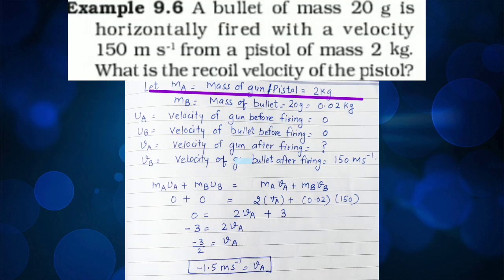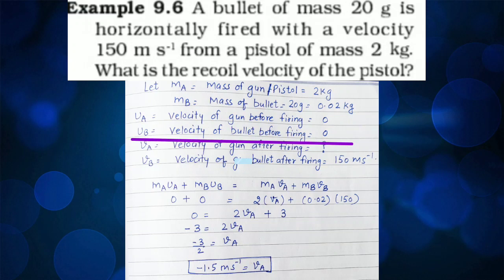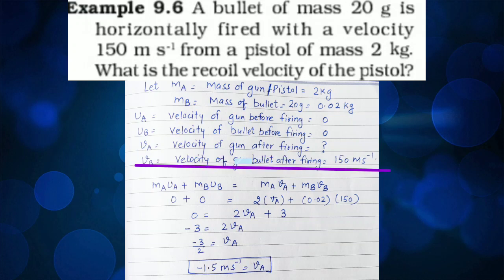Students, let mA be the mass of the gun or pistol, which equals 2 kilograms. mB is the mass of the bullet, which equals 20 grams. Convert grams into kilograms. Let uA be the velocity of the gun before firing, which equals 0. Let uB be the velocity of the bullet before firing, which equals 0. vA is the velocity of the gun after firing. This is the recoil velocity which we have to calculate. vB is the velocity of the bullet after firing, which equals 150 meter per second.